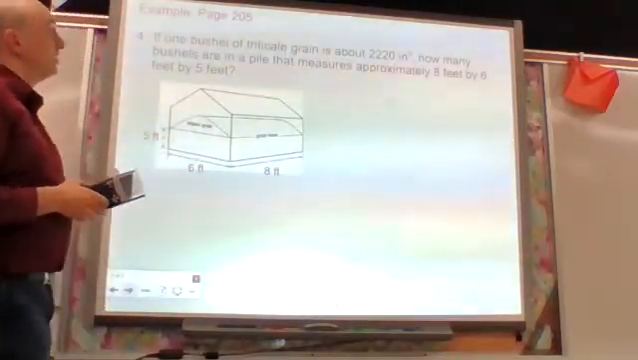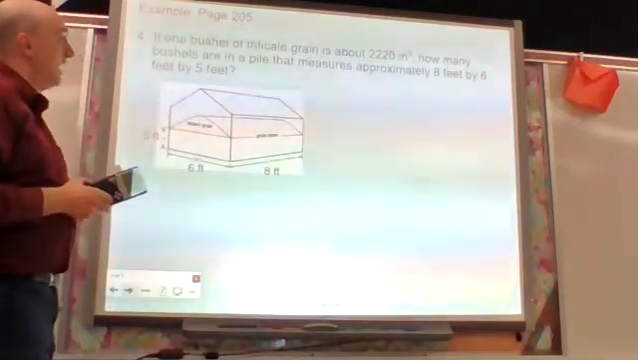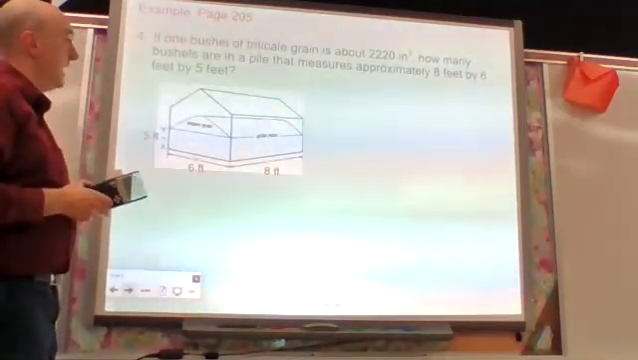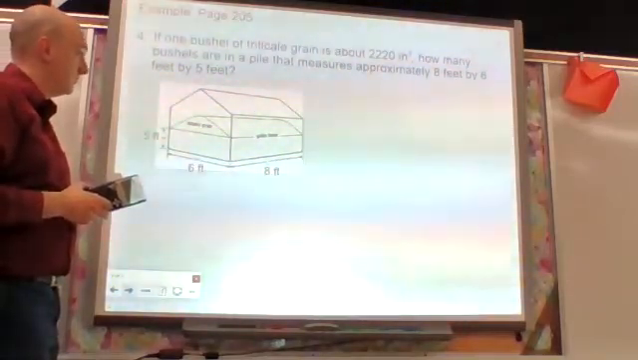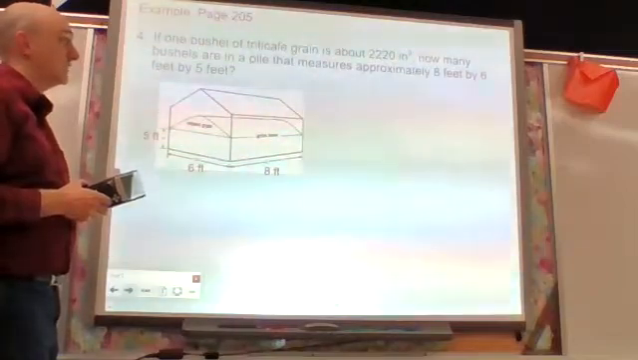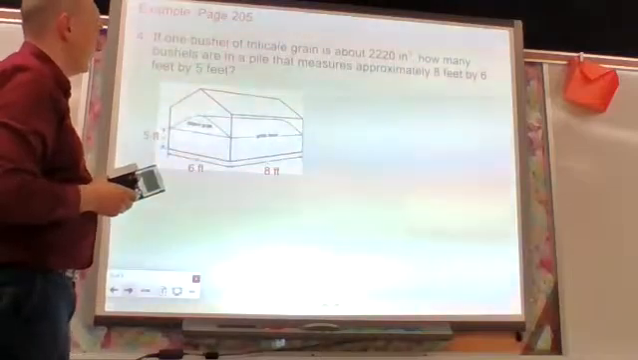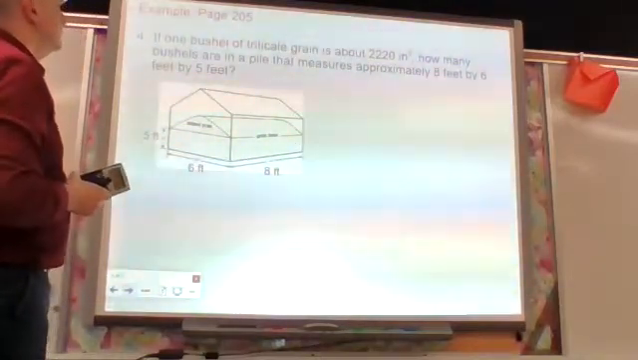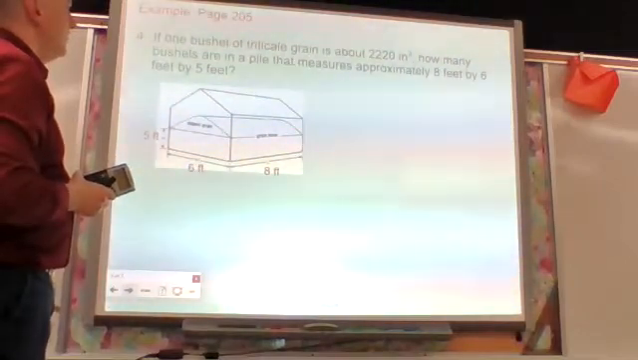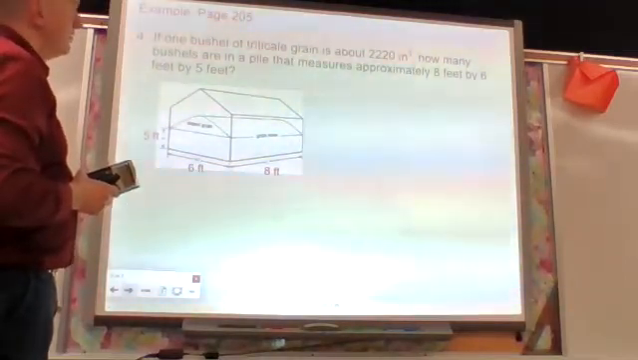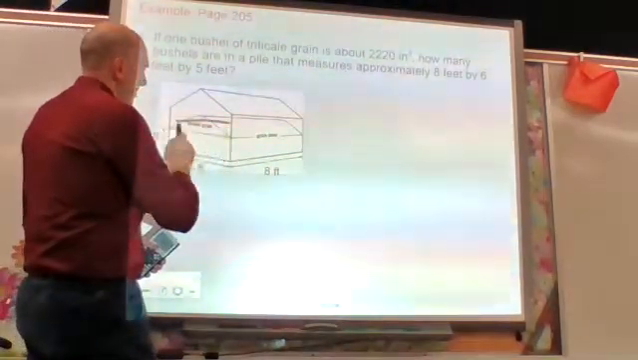Now, if 1 bushel of triticale grain is about 2,220 cubic inches, how many bushels are in a pile that measures approximately 8 feet by 6 feet by 5 feet? Wow, that's quite the question, hey? And that's a fairly confusing picture. I don't know why the picture here has this sloped grain on top. We're going to ignore that.